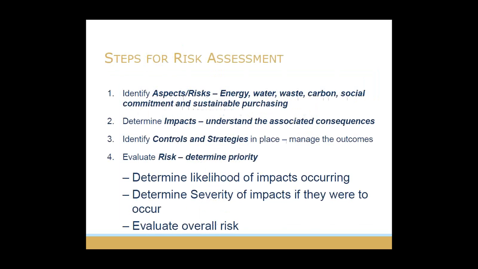So, steps for risk assessment. We identify the aspects, we identify the risk, and when we talk about environmental risk assessment, we categorise these within 6 areas. We look at them from an energy viewpoint, and from water, waste and carbon. Also we look at social commitment and sustainable purchasing. We then determine impacts, so we understand the associated consequences of those risks. We then identify controls and strategies to manage the outcomes of the impacts. We then must evaluate the risk and determine a priority. We do this by determining the likelihood of the impacts occurring and then determining the severity of the impacts if they were to occur.